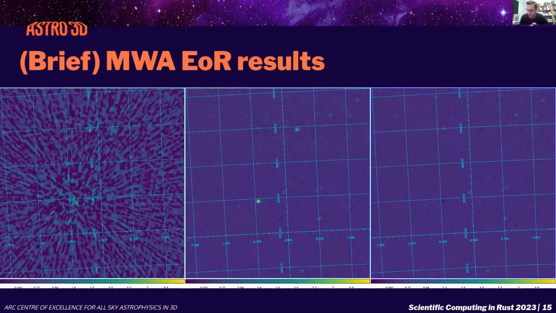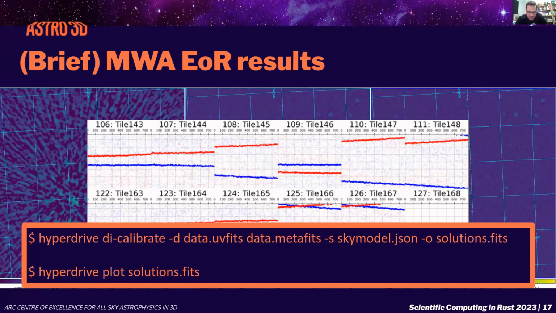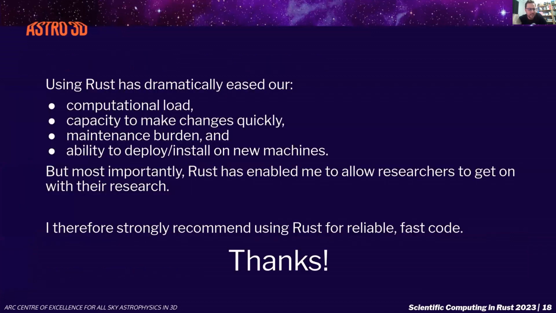Just to give you a tiny taste of our results, on the left is uncalibrated data, in the middle is calibrated, and on the right is some of those foreground sources subtracted. And yep, I can't explain that right now. That's what it looks like at the command line, pretty straightforward. And I'll say the punchline here: I think Rust is particularly useful for writing reliable, fast code. Thanks very much.